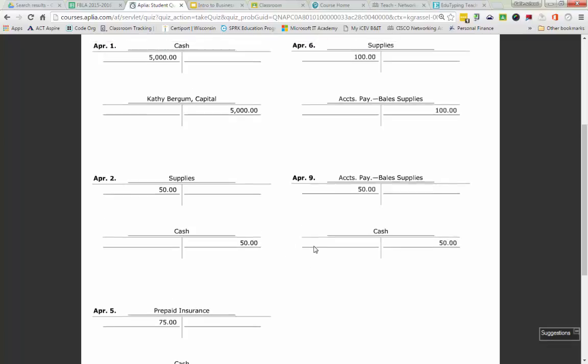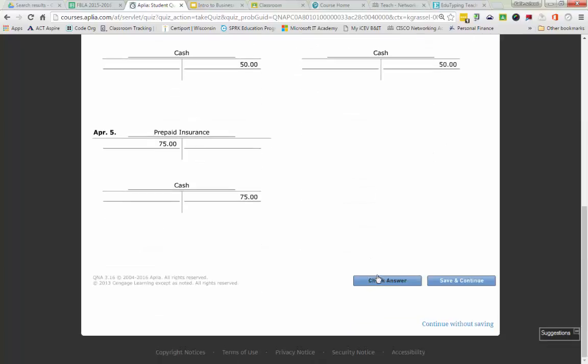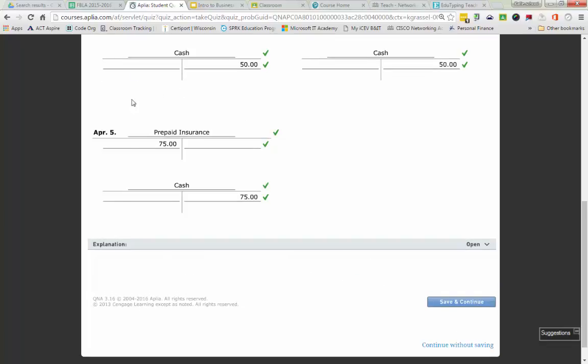Now here's the thing. For April 9th, if I put cash first as a credit and accounts payable, Bale Supply second as a debit, Aplia will mark it wrong. So you always have to put that debit account first. So just giving you that as a heads up. You could have the right accounts, but listed in the wrong order, because debits always come before credits. Go ahead and try it on your own, please.